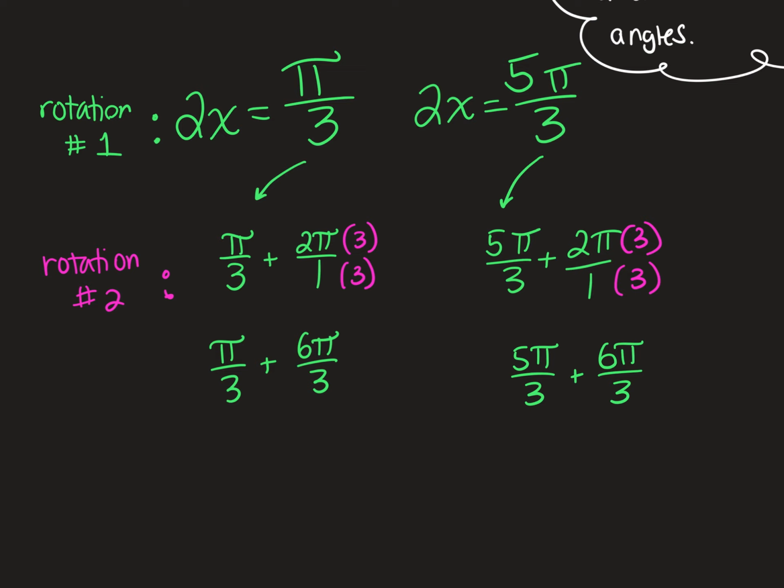So rotation number 2. When we add pi over 3 to 6 pi over 3, we get 7 pi over 3. And when we add 5 pi over 3 to 6 pi over 3, we get 11 pi over 3. Now, remember, that's not what x is. That's what 2x is.